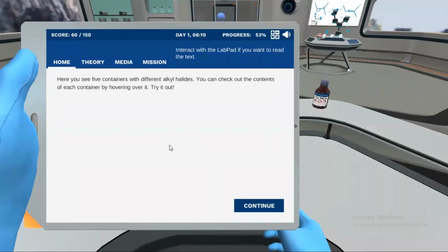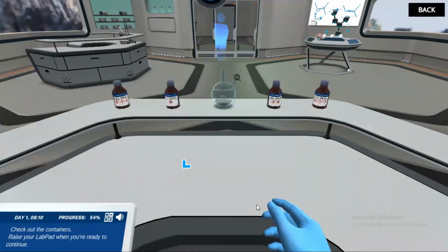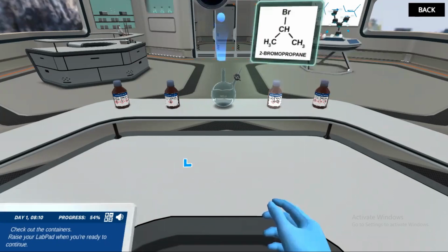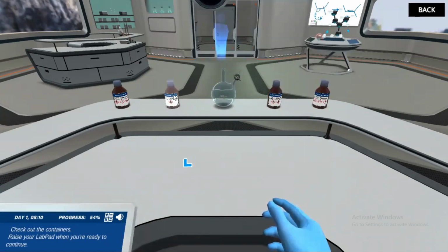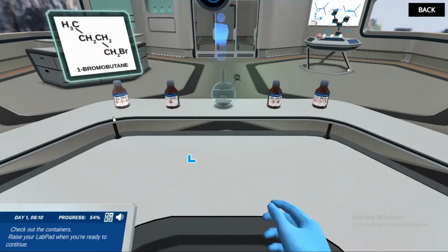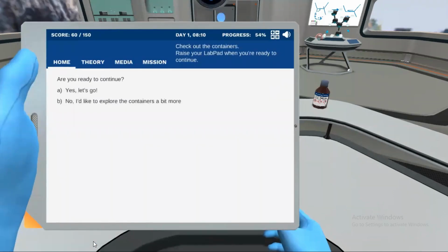Here you see 5 containers with different alkyl halides. You can check out the contents of each container by hovering over it. Try it out. Check out the containers. Raise your lab pad when you're ready to continue. Are you ready to continue? All right.